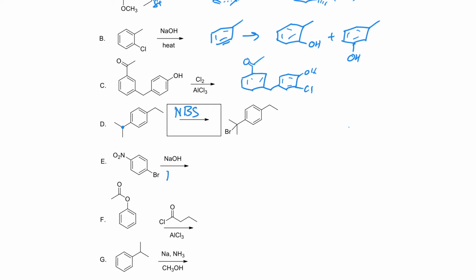Part E is a nucleophilic aromatic substitution. We have a good nucleophile right here. We've got a good electron withdrawing group, ortho or para, to our leaving group, and so we can do a nucleophilic aromatic substitution, and we just substitute the bromine for the OH. F is your standard electrophilic aromatic substitution, and if you recognize this oxygen as a donating group, it can donate into the ring, making it an ortho-para director, and that would be the product for F.